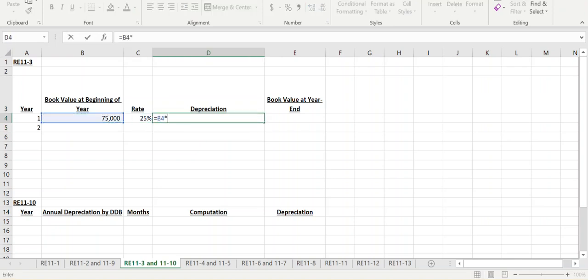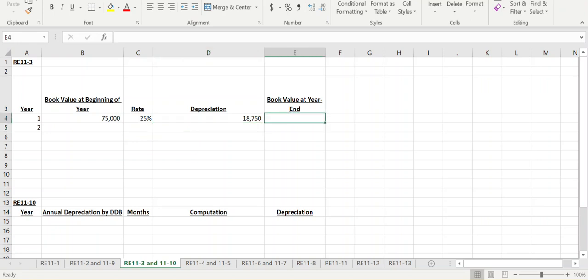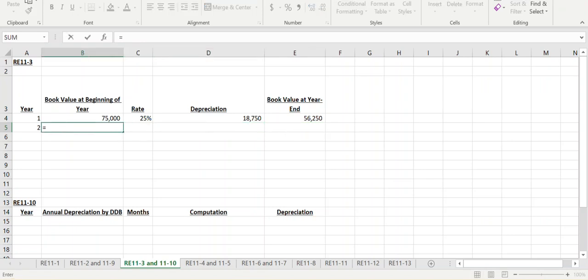So we simply take the 25%, we multiply that, and we'd have $18,750 in depreciation expense in year 1. So ending book value, initial cost, minus how much we've accumulated in depreciation. We've only accumulated 1 year. So that means we'd have an ending book value of $56,250.